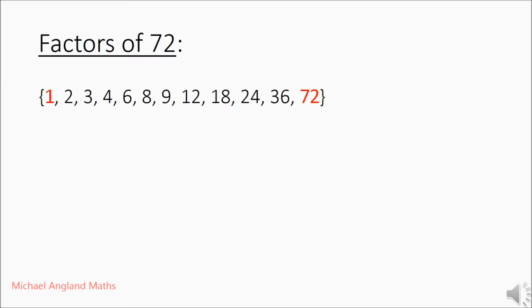So as I was saying before, the first pair highlighted is 1 and 72. The second pair highlighted is 2 and 36. The third pair highlighted is 3 and 24. The fourth pair highlighted is 4 and 18. The fifth pair highlighted is 6 and 12. And the last pair is 8 and 9.